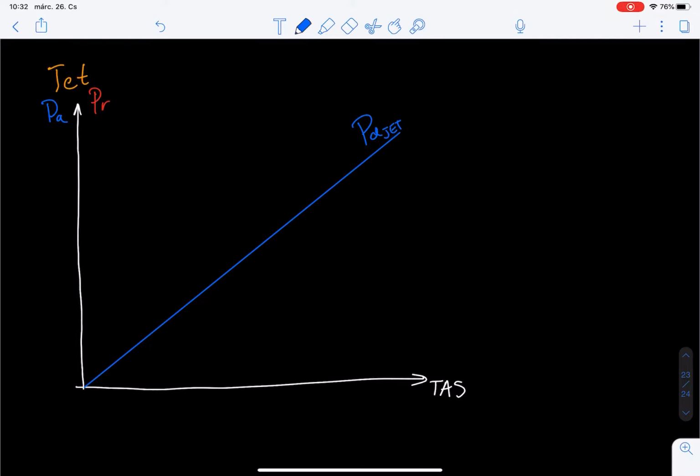The next one we're going to have a look at is the so-called power required. The power required is basically the drag times the true airspeed. So it has a very similar shape. It's just a bit steeper, we could say. Well, it's a bit thicker on the other side, however.